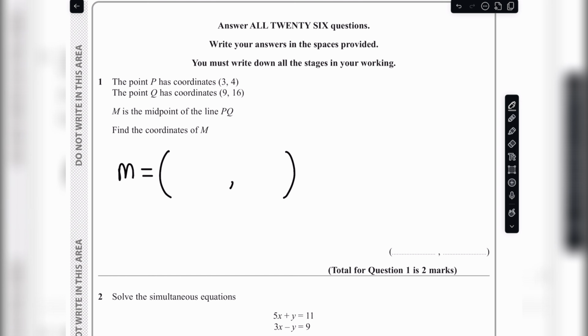So in order to determine the coordinates of the midpoint, we need to take the average of the x coordinates respectively and the average of the y coordinates respectively. So the average of the x coordinates is 3 plus 9 divided by 2, and the same can be said about the y coordinates, which is 4 plus 16 divided by 2. And so the final answer is 6, 10.